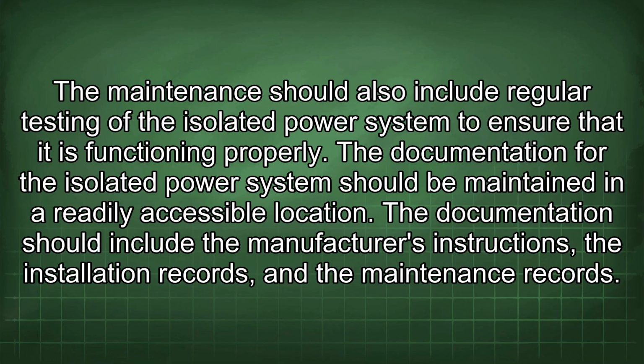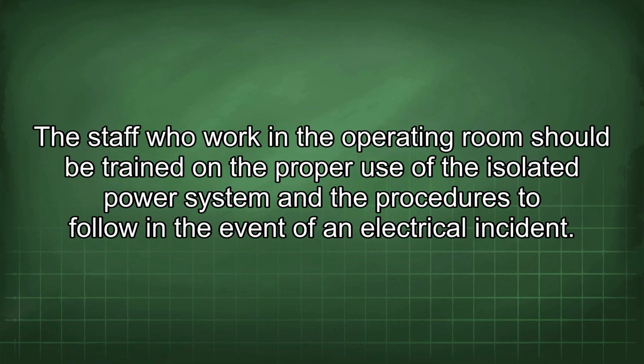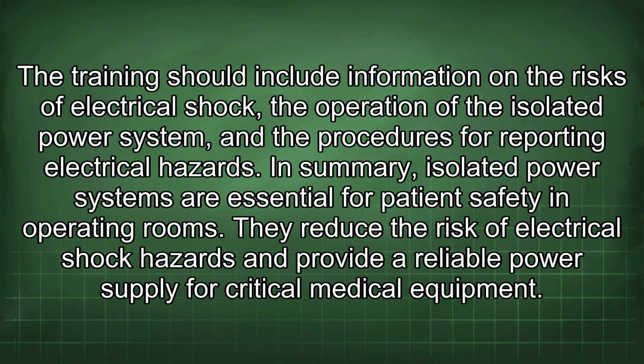The documentation for the isolated power system should be maintained in a readily accessible location. The documentation should include the manufacturer's instructions, the installation records, and the maintenance records. The staff who work in the operating room should be trained on the proper use of the isolated power system and the procedures to follow in the event of an electrical incident. The training should include information on the risks of electrical shock, the operation of the isolated power system, and the procedures for reporting electrical hazards.